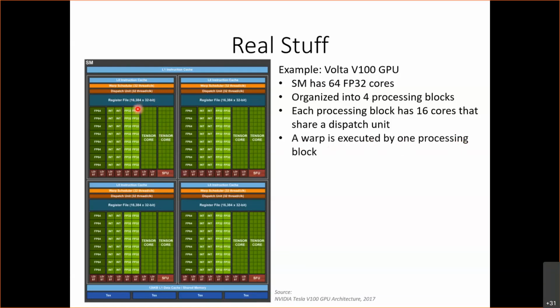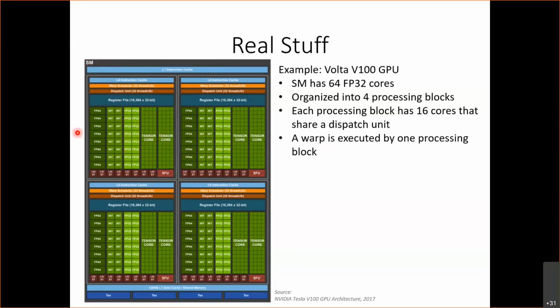Okay, so this is in more detail what the architecture of an SM looks like. And by the way, this varies across architectures. For example, the Pascal architecture also had 64 cores per SM, but those 64 cores were divided into 2 processing blocks, and each processing block had 32 cores. So different architectures have different configurations. This is the configuration of the Volta architecture.